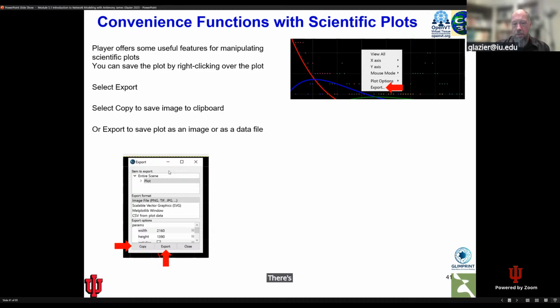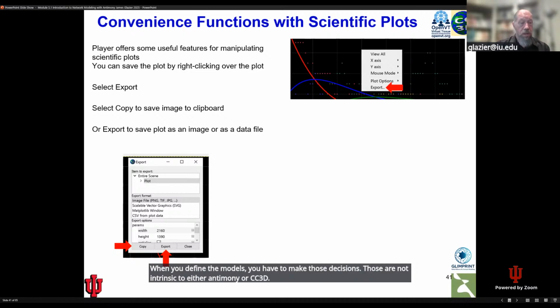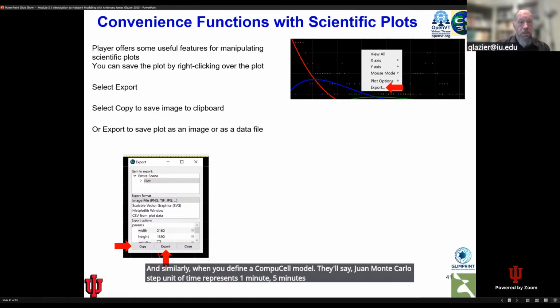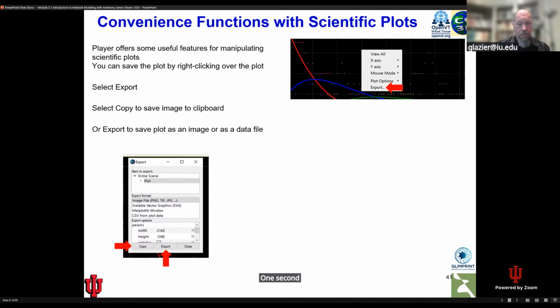There's a question about what are the step sizes for antimony and CC3D. When you define the models, you have to make those decisions. Those are not intrinsic to either antimony or CC3D. When you do your modeling, you will make a decision that in my antimony model, 1 unit of time represents 1 second or 1 minute or 1 millisecond. And similarly, when you define a CompuCell model, you'll say 1 Monte Carlo step unit of time represents 1 minute, 5 minutes, 10 minutes, 1 second. And so those are biological decisions.